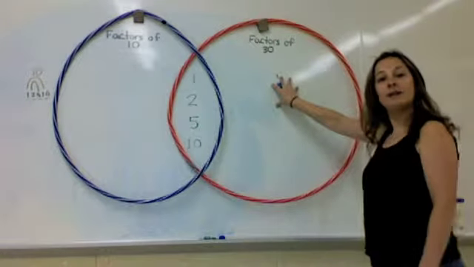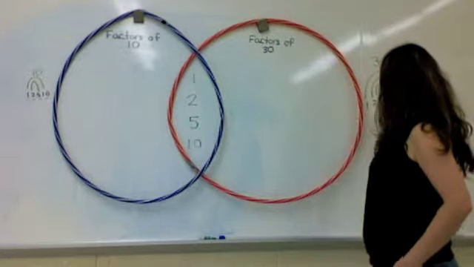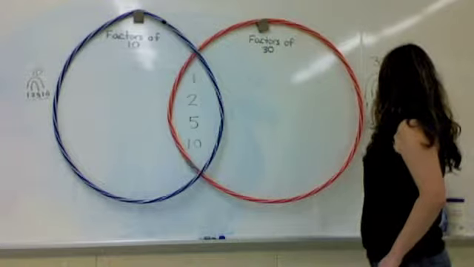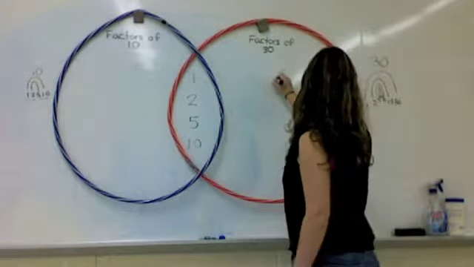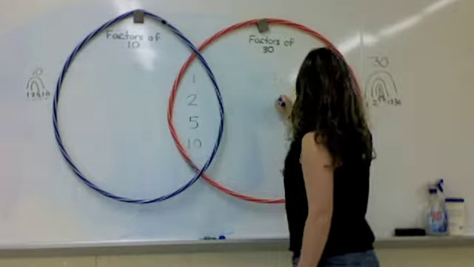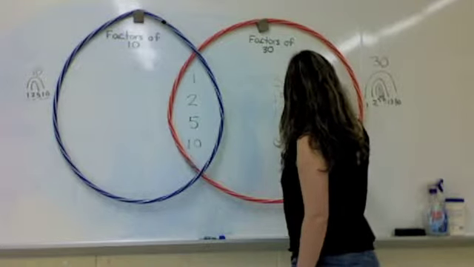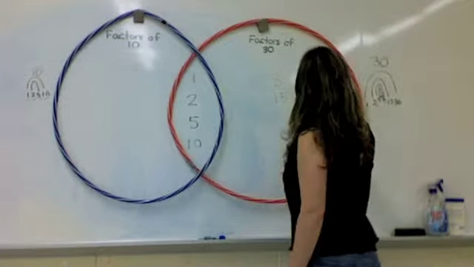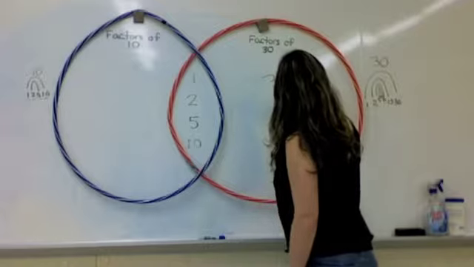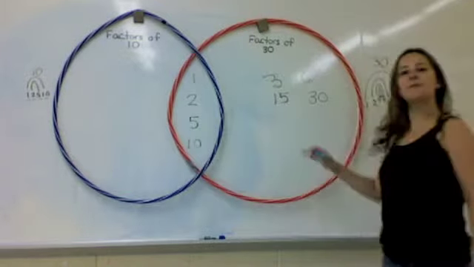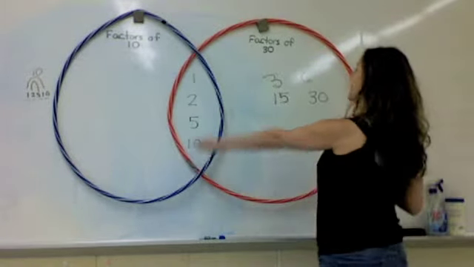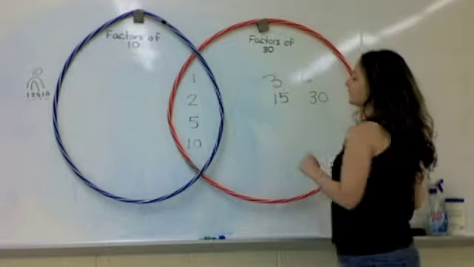Over here, however, there are some numbers that are simply factors of 30. We're going to have 3, 15, 6, and 30. And these are numbers that are specifically factors of 30, but not factors of 10. So we're going to put that in the red circle.